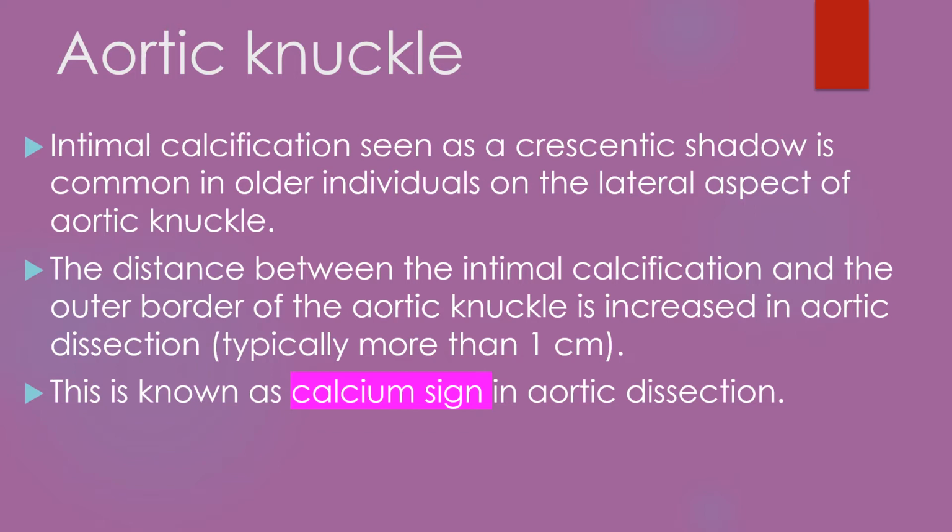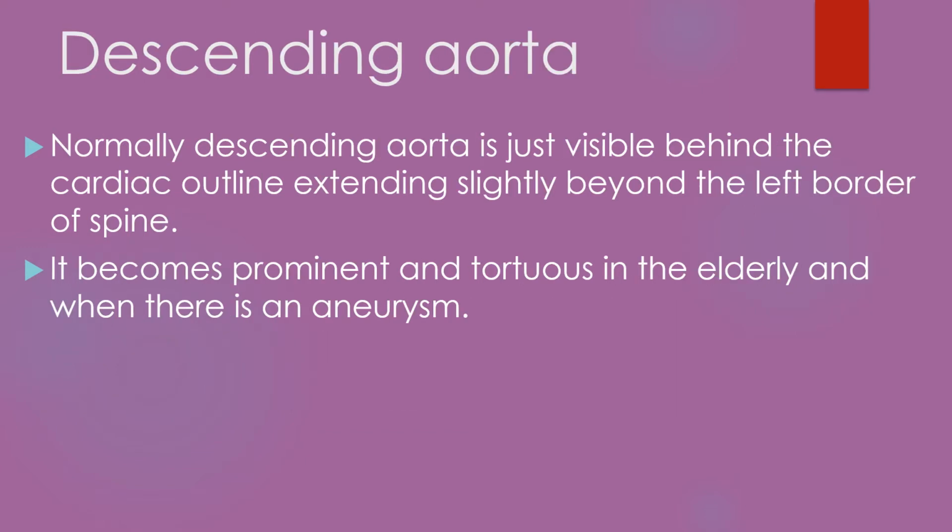knuckle. The distance between the intimal calcification and the outer border of the aortic knuckle is increased in aortic dissection, typically more than 1 cm. This is known as calcium sign in aortic dissection. Descending aorta. Normally descending aorta is just visible behind the cardiac outline extending slightly beyond the left border of spine. It becomes prominent and tortuous in the elderly and when there is an aneurysm.